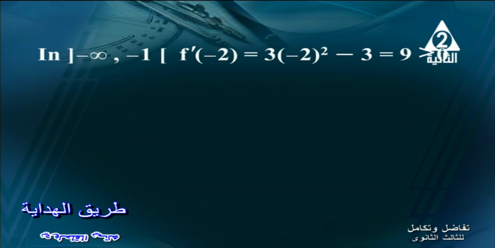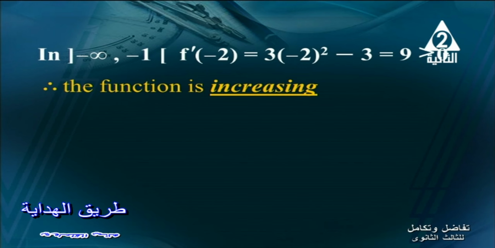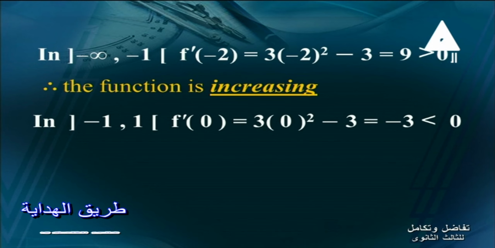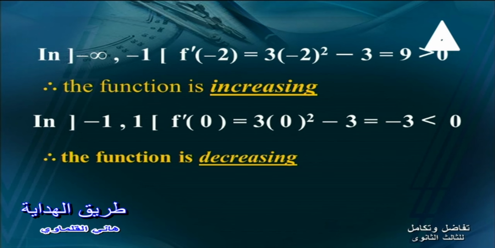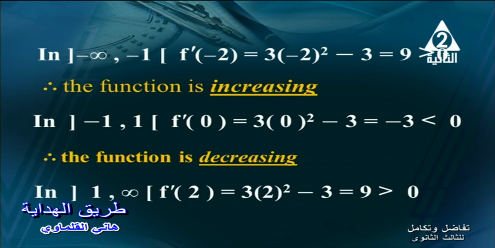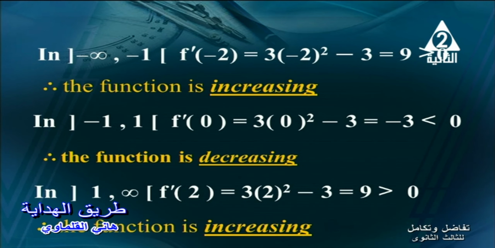Now in the open interval negative infinity to negative 1, f dash negative 2 equals 9. 9 is a positive value, so the function is increasing in this interval. And in the open interval negative 1 to 1, f dash 0 equals negative 3. Negative 3 is smaller than 0, and the function in this interval is decreasing. What about the third interval? From 1 to infinity, f dash 2 equals 9. 9 is a positive value, so the function is increasing in this interval.